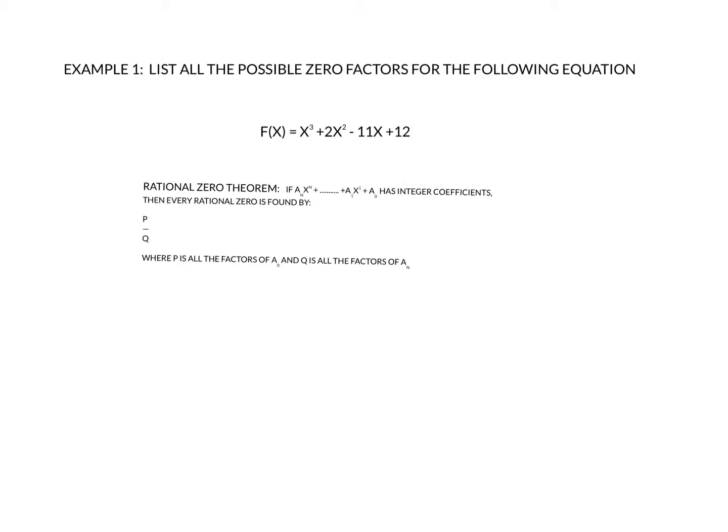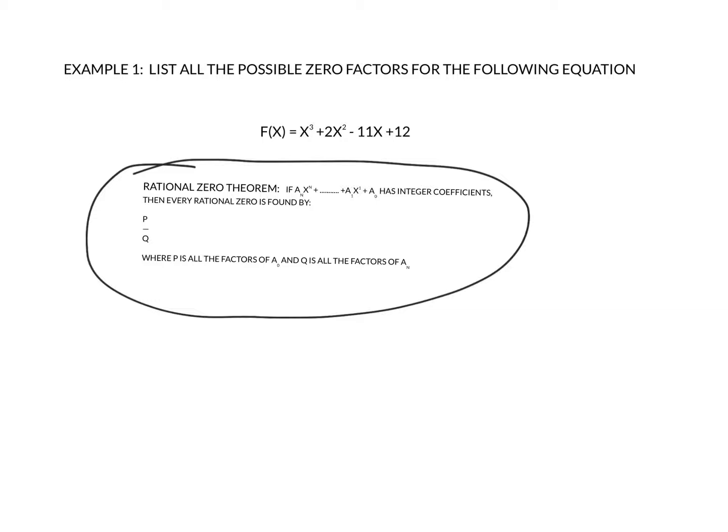Alright, so we take a look at our first example here. Example 1, list all the possible zero factors of the following equation, given f of x is x cubed plus 2x squared minus 11x plus 12. And again, right here, you'll notice that I have identified that wonderful mathematical definition that was given in the earlier slide. So now, let's actually translate that into English and identify what that means.